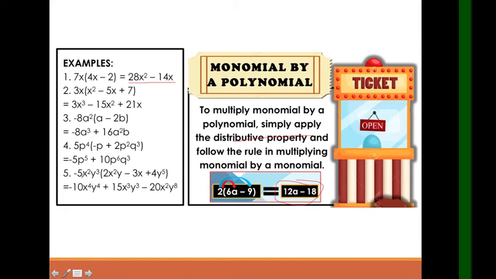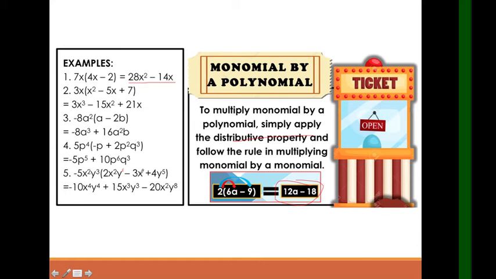Number 5, negative 5x squared y cubed, quantity 2x squared y minus 3x plus 4y raised to 5. Negative 5 times 2 is negative 10, correct? X squared and x squared, that's x to the 4 because 2 plus 2 is 4. Y cubed and y, 3 plus 1, this is 1, so it's 4. Plus, negative 5 times negative 3 is positive 15.